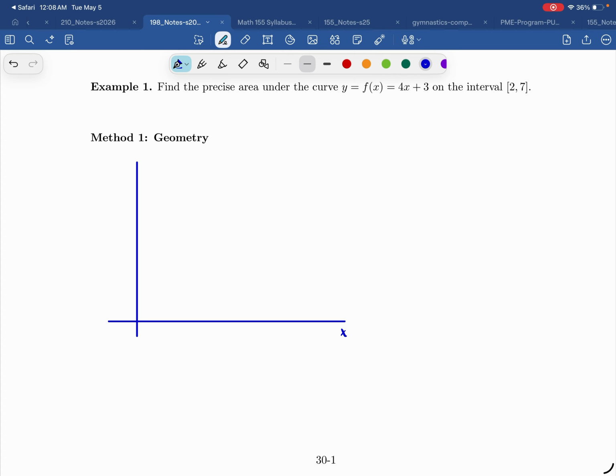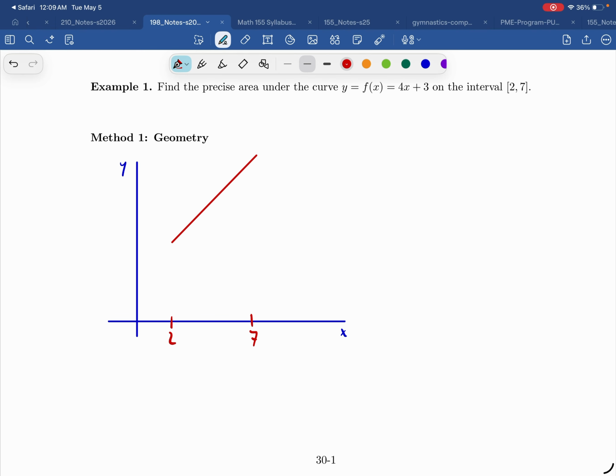Something like that. And it's just a line. It's got a y-intercept of 3. This is not going to be totally to scale, but the curve is something like this. It'd be something maybe a little bit more like this on the interval from 2 to 7. Again, this is not to scale. It would be a lot steeper than this. But just to point out, this is from 2 to 7.